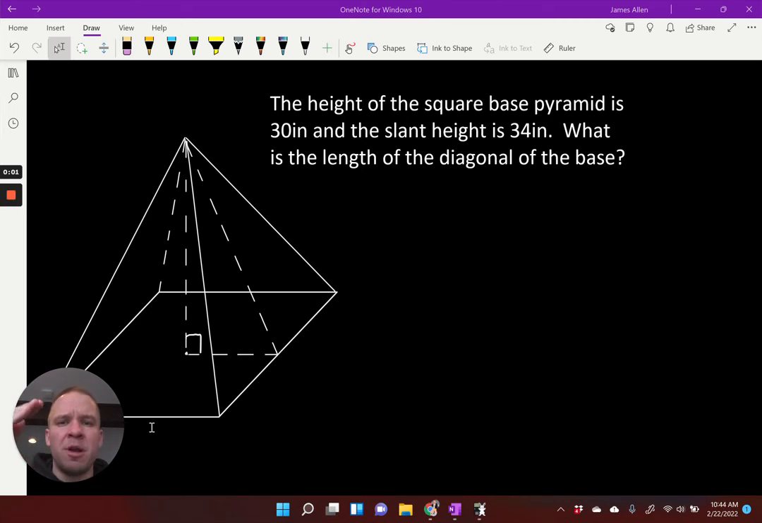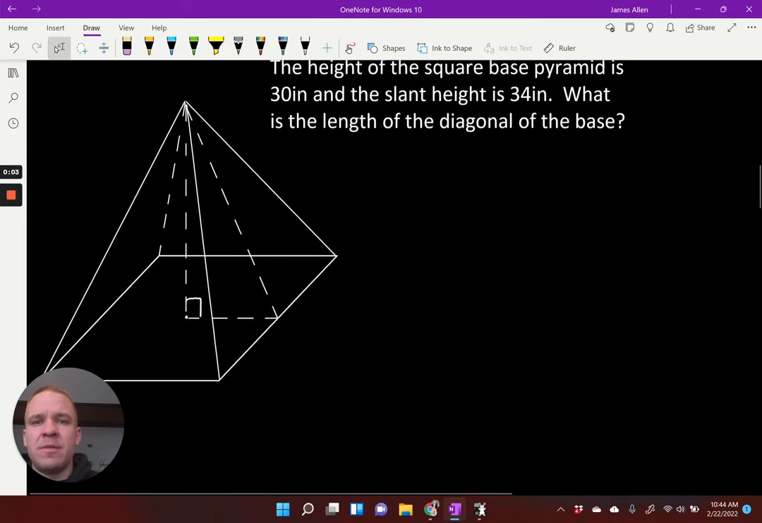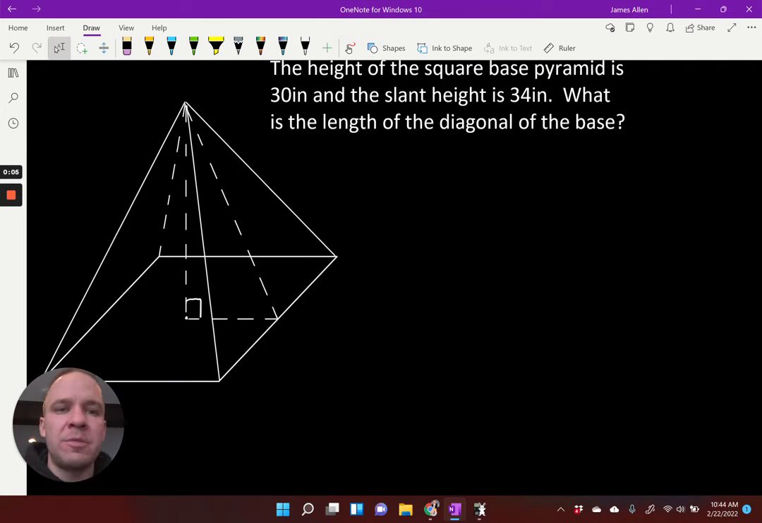Now I've got another square base pyramid. I love my square base pyramids. You know what I'm saying? We got the height of that square base pyramid is 30 inches. The slant height's 34. What is the length of the diagonal of the base?